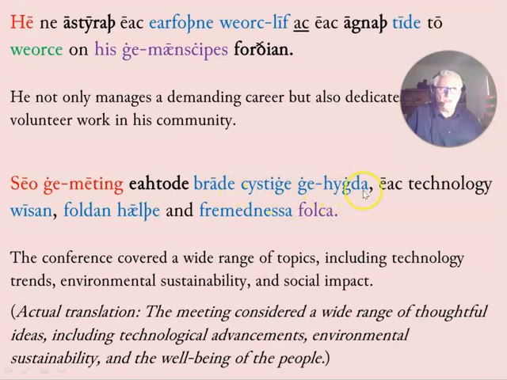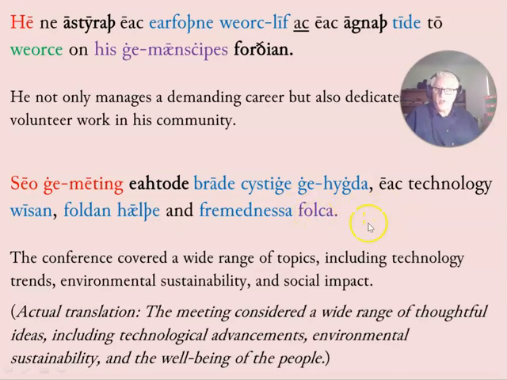Barad Kustia Yehuda. Okay, a broad range of topics. Including also technology, trends, wisdom, patterns, Foldan Haltha, environmental sustainability, and Veremednessa Volker. So well-being of the people. And notice the Volker here is in the genitive. So you can translate as well-being of the people. Okay, and that's plural, genitive, plural for folk.